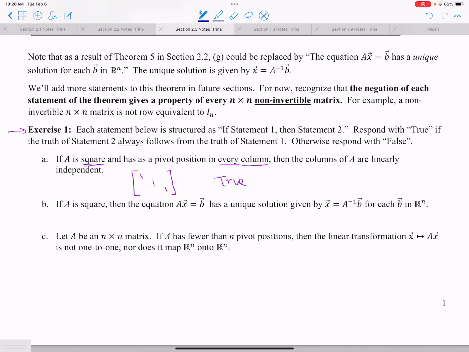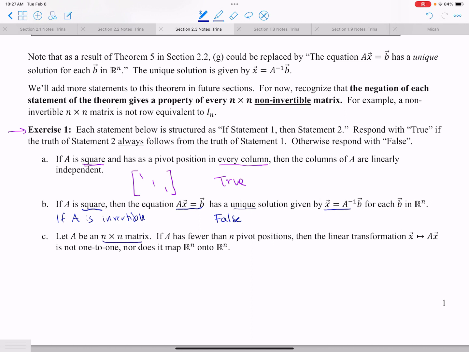Part B says if A is square, then the equation Ax equals b has a unique solution given by x equals A inverse b for each b in Rn. According to the theorem, Ax equals b has a unique solution given by x equals A inverse b only when A has an inverse. So you need to say if A is invertible, then that's true. Just being square is not enough, so this is false.